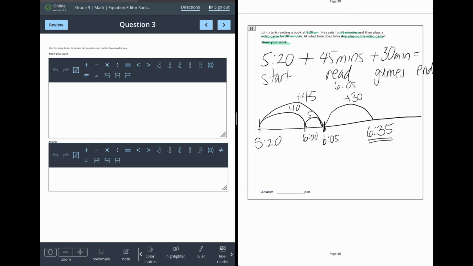So how am I going to put this into work? I can definitely answer this bottom part. At what time does he stop playing video games? He stops playing video games at 6:35. So even if you just wrote 6:35, that's okay. Either one of those is fine. How am I going to show this in my work? I could either draw this.